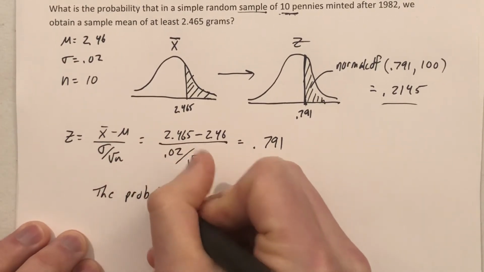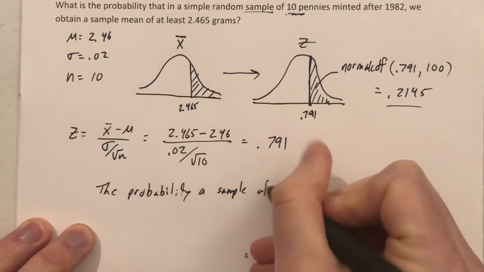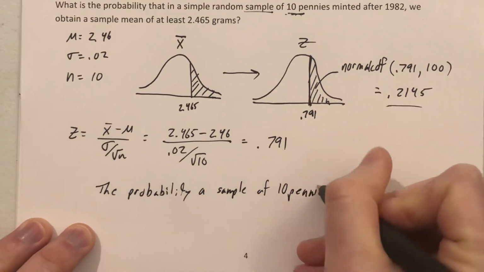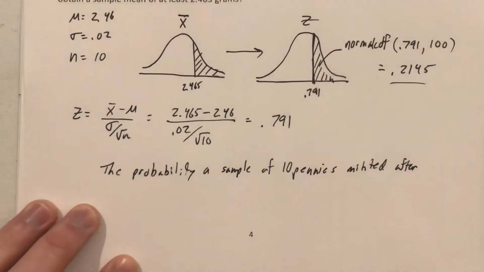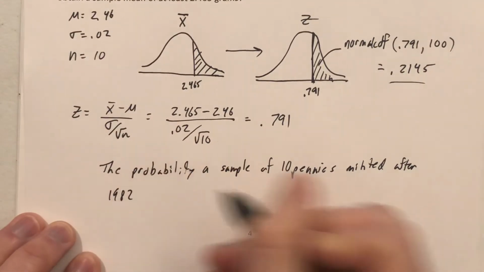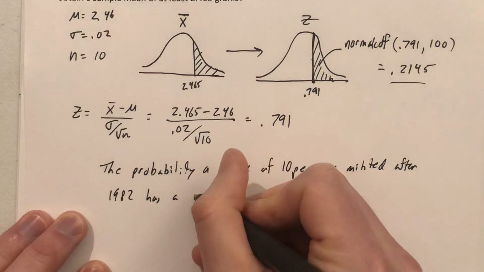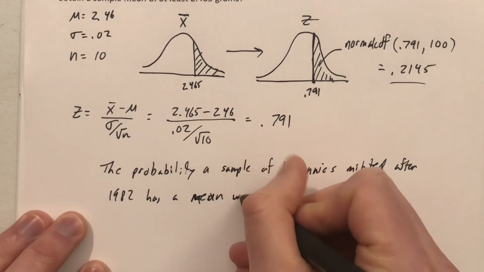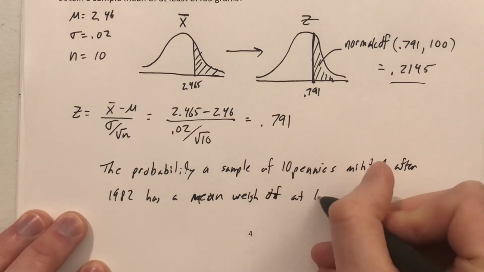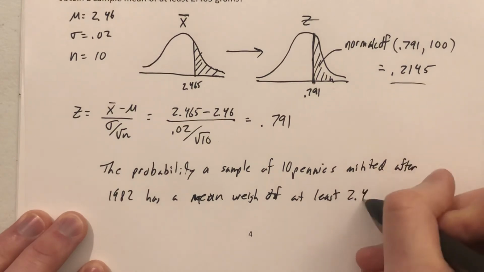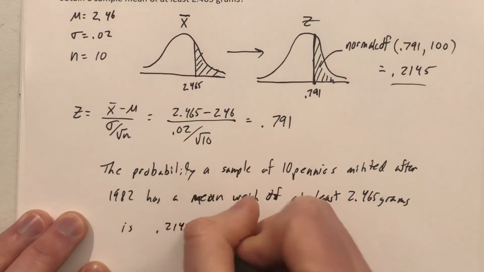The probability a sample of 10 pennies minted after 1982 has a mean weight of at least 2.465 grams is 0.2145.